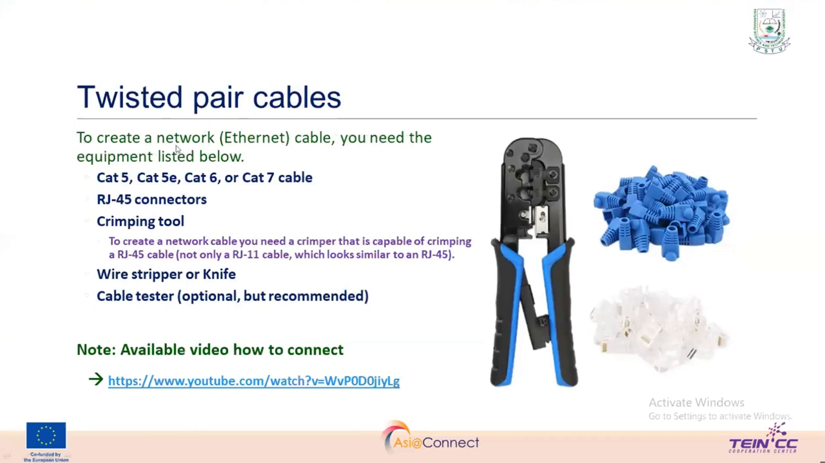To create a network Ethernet cable, you need the equipment listed below: Category 3, 5, 5E, 6 or 7 cables, RJ45 connectors, and crimping tools. To create a network cable, you need a crimping tool that is capable of crimping an RJ45 cable, not only an RJ11 cable, which looks similar to RJ45. You also need a wire stripper or knife, and a cable tester, which is optional but recommended. This is the crimping tool. We can see a short video here on how to connect twisted pair cables with RJ45 connectors.